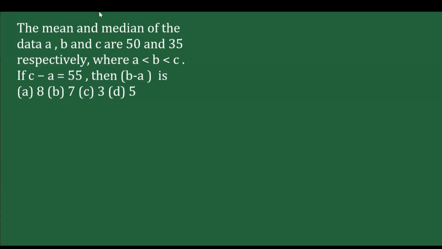In this question from the chapter statistics, we are given that the mean and median of the data A, B, C are 50 and 35 respectively. A, B, C are written in ascending order, where C is the biggest and A is the smallest. We are also given C minus A is equal to 55, and we have to get B minus A. Let's begin with median, because median is the middlemost observation, and that is given as 35. So the value of B is 35.